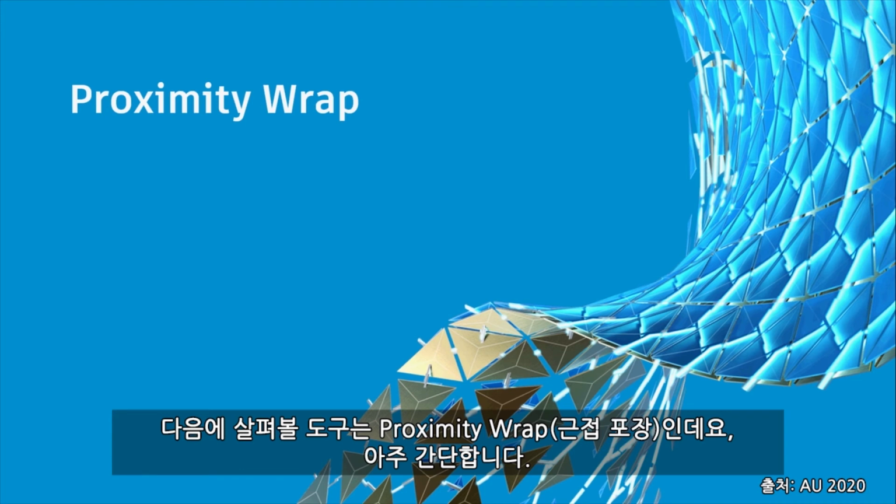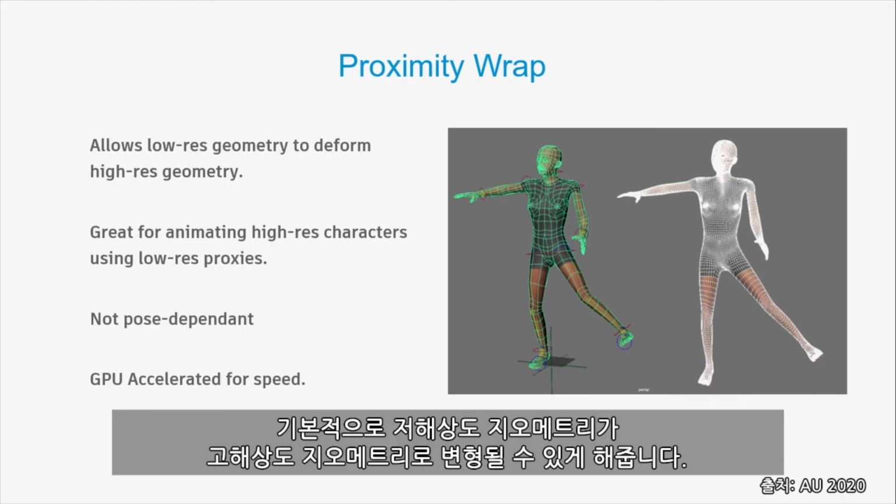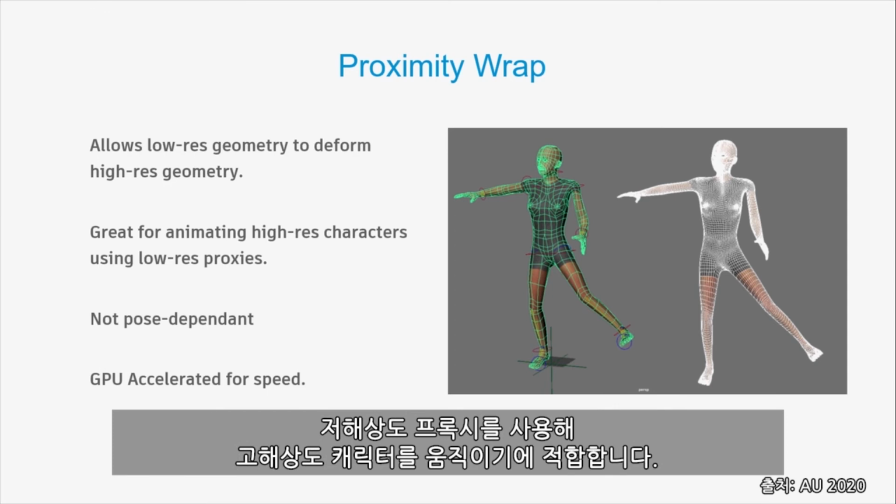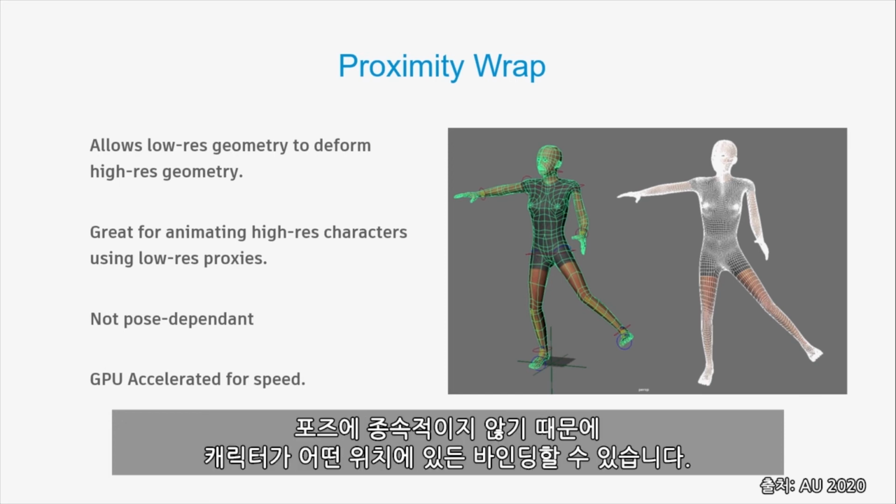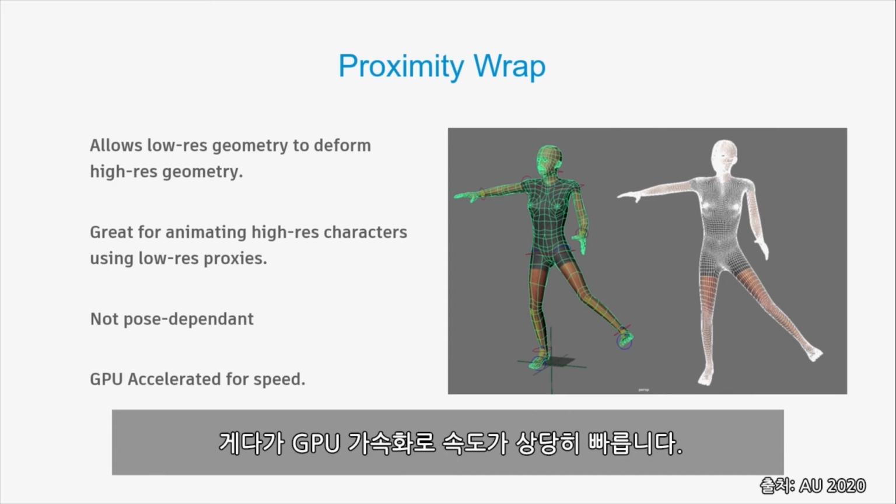The next tool I want to cover is proximity wrap, and it's actually very simple. Basically, all it does is allow low-res geometry to deform high-res geometry. Now, this is great for animating a high-res character using a low-res proxy. It's not pose dependent, so you can bind at any position the character is in. And it's also GPU accelerated, so it's reasonably fast.